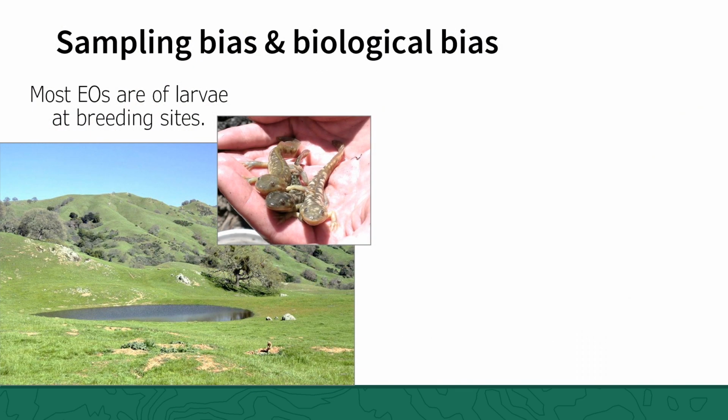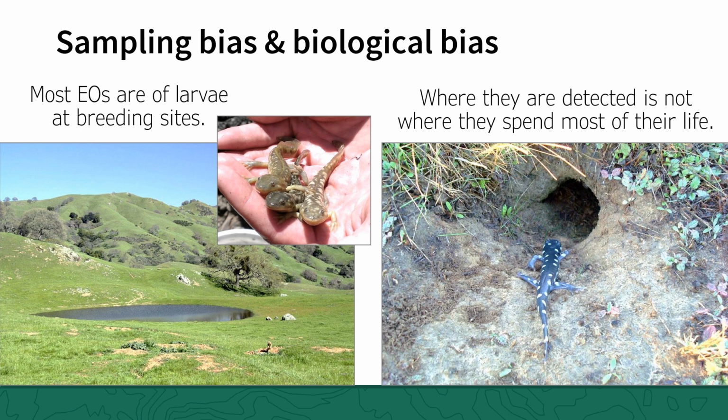Here's another example of sampling bias. This time the bias comes from how people study the species. When biologists perform surveys for California tiger salamanders, they typically visit ponds during the wet season to collect larvae. However, tiger salamanders don't only use ponds. As they become adults, they disperse, moving up to 1 kilometer, they enter burrows, and live for extended periods underground.